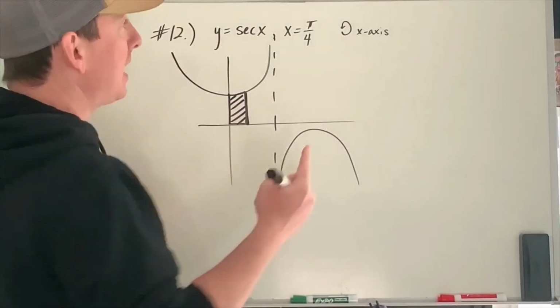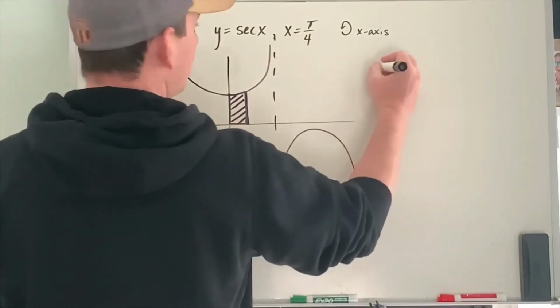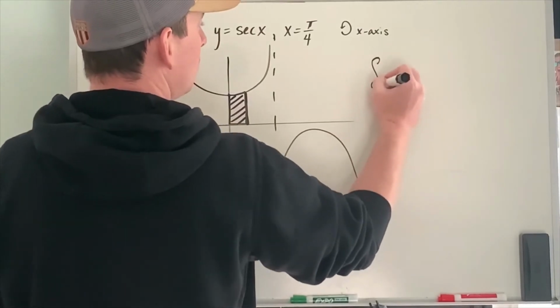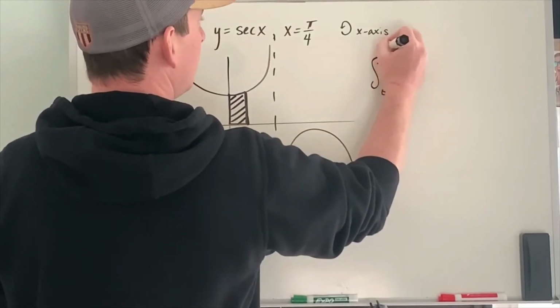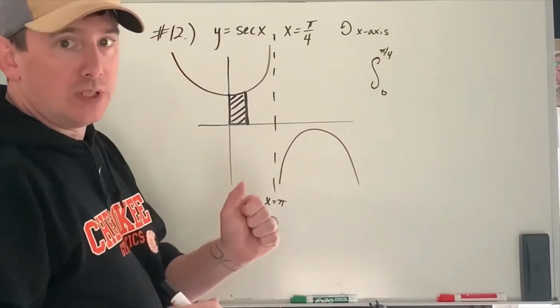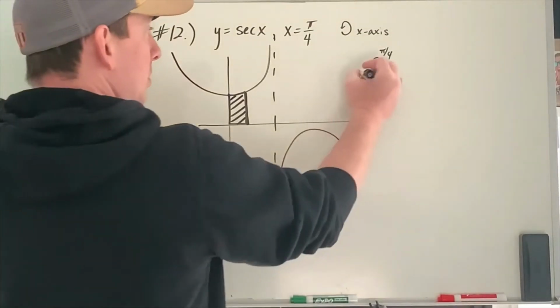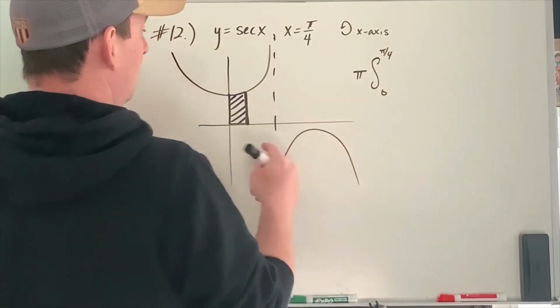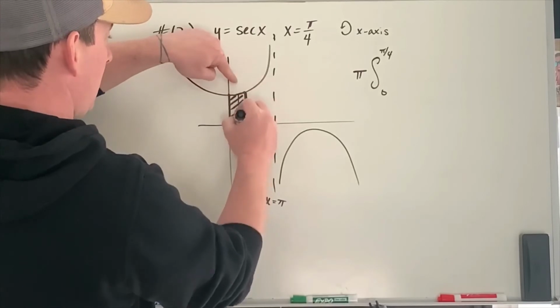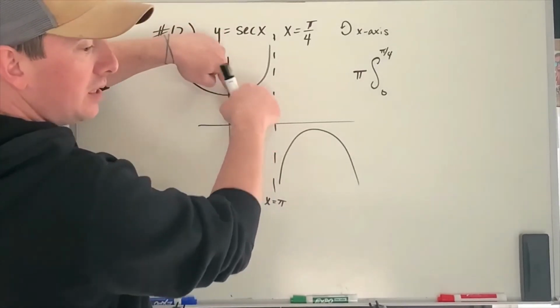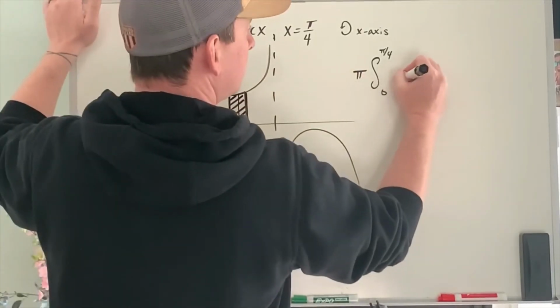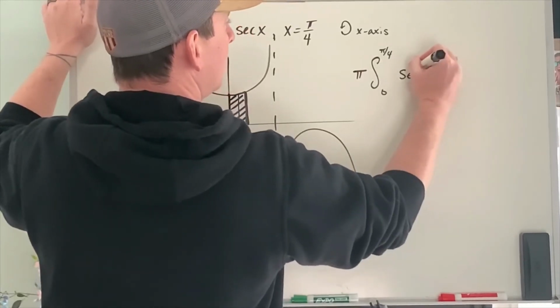We're going to go around the x-axis. That means we get to use dx. So everything's in terms of x. We'll just integrate from 0 to pi over 4. And we're going to use the disk method here. So we just need pi r squared. Pi, and the radius squared. Every radius is just going to be secant x minus 0, squared.